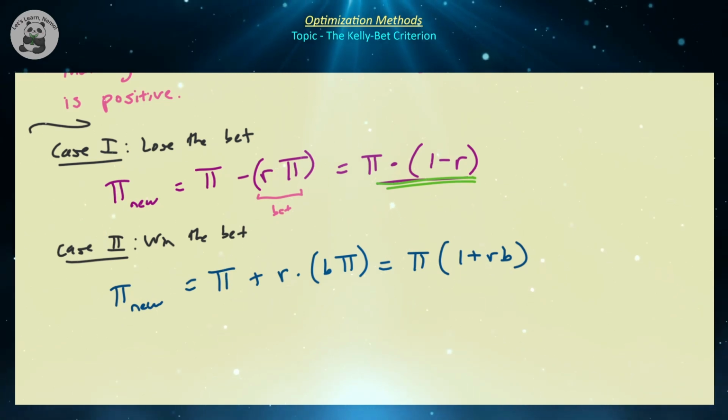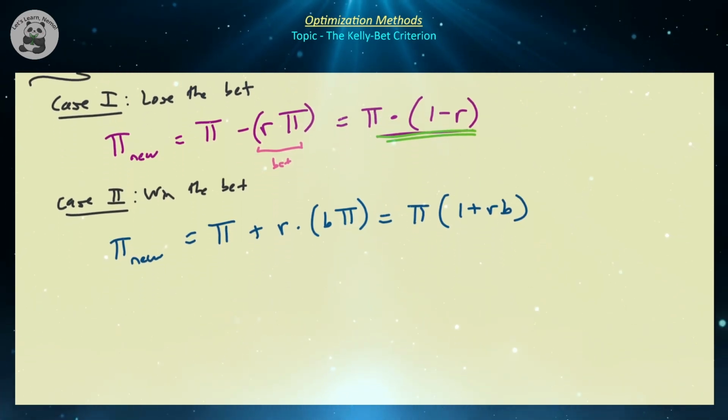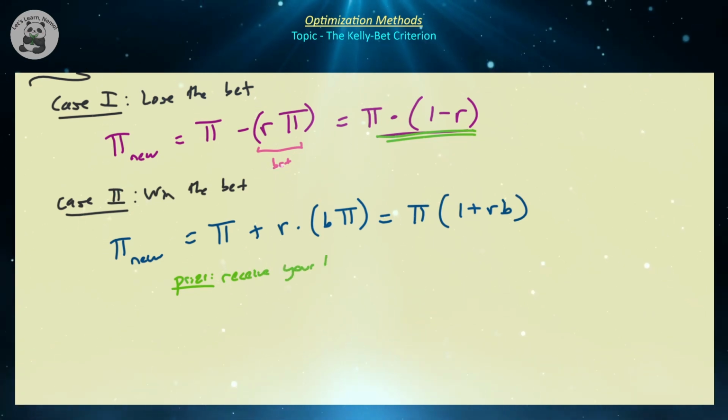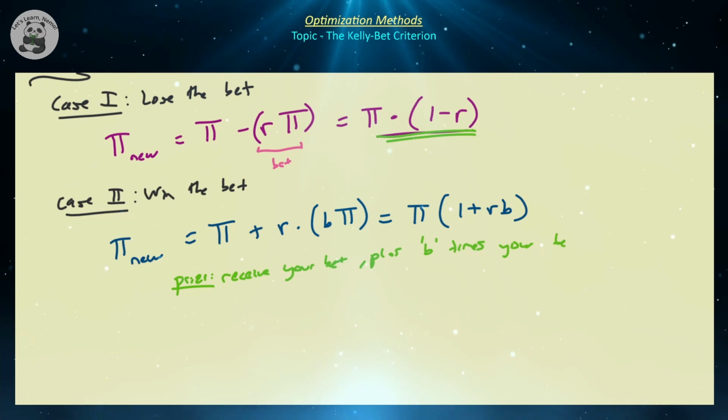Well, B is going to be associated to your prize, right? So our prize is that you receive your bet plus B times your bet, right? For example, you get 50% more than your original bet or something like that. So typically B would be a decimal that is bigger than 1. We'll look at a couple of examples in case it's not clear to you, right? So B is just going to be representing your prize factor, or sometimes people call it your bet's win ratio.